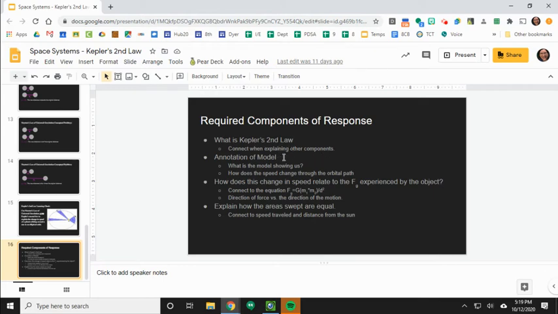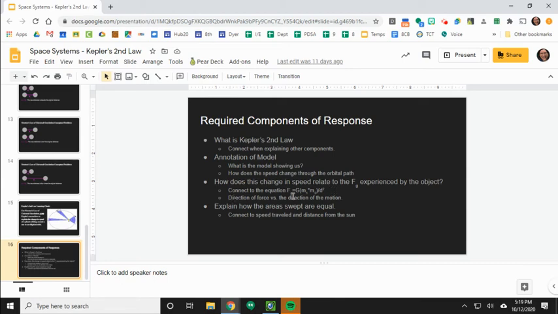You're going to have to do the annotation of a model, which we did together in class today. What's the model showing us? How does the speed change through the orbital path? Why does the speed change through the orbital path? How does this change in speed relate to the force of gravity experienced by the object? So connect your Newton's law of universal gravitation equation to what's happening within your diagram here.